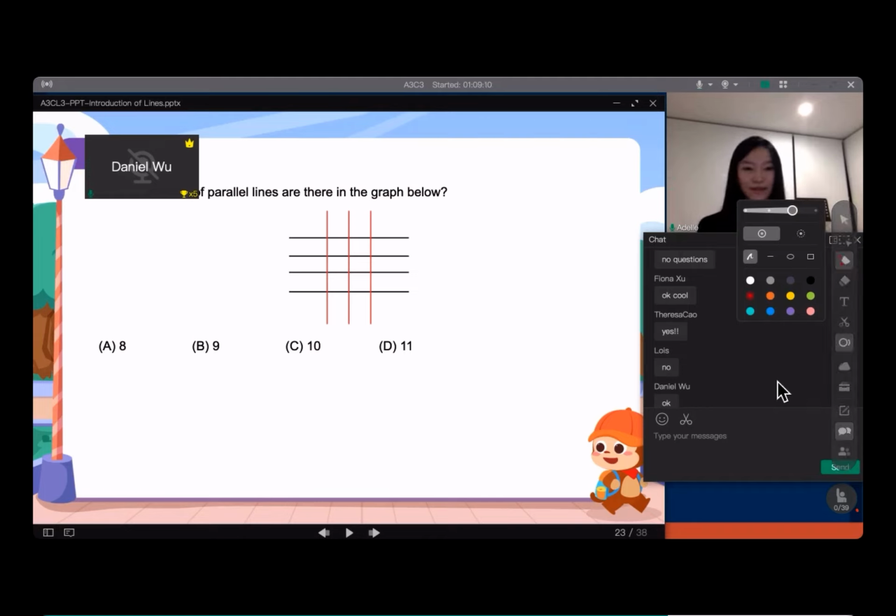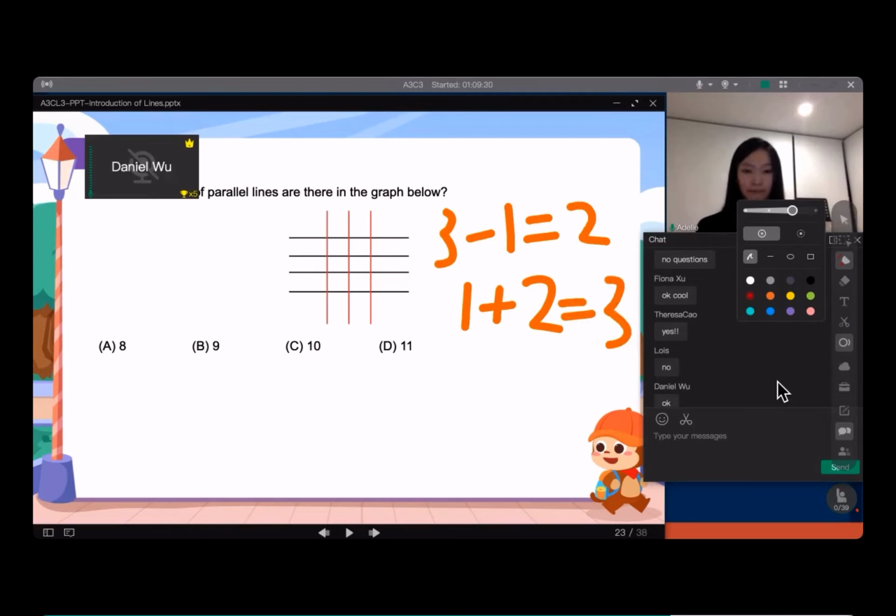Welcome. So first I solved the red lines first. So there are 3 of them. You minus 1 and our number is going to be 2. So we just add 1 and then a 2 and then it will equal 3.